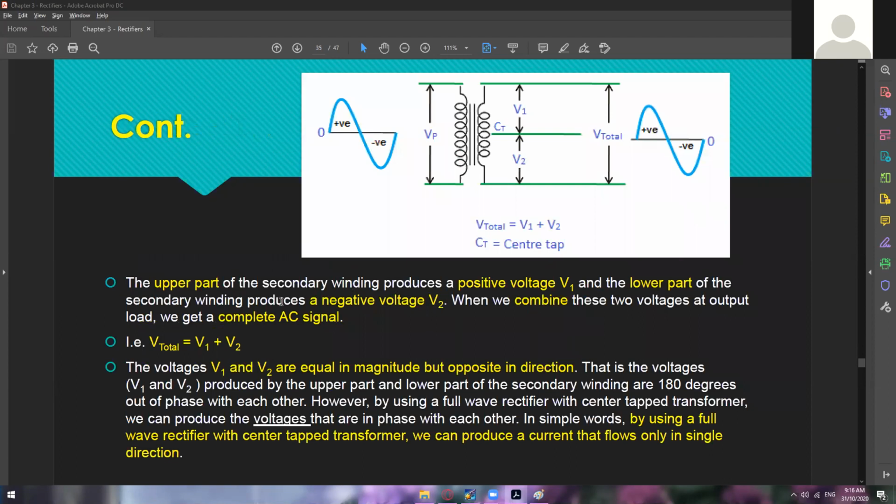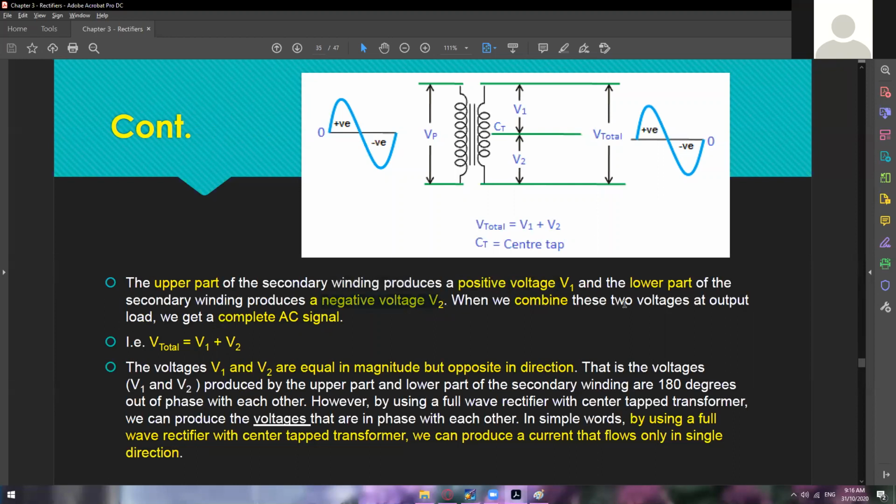Moving on, we have here the upper part and then the negative or lower part rather. The upper part is the positive voltage V1, and the lower part, which is V sub 2, is a negative voltage.